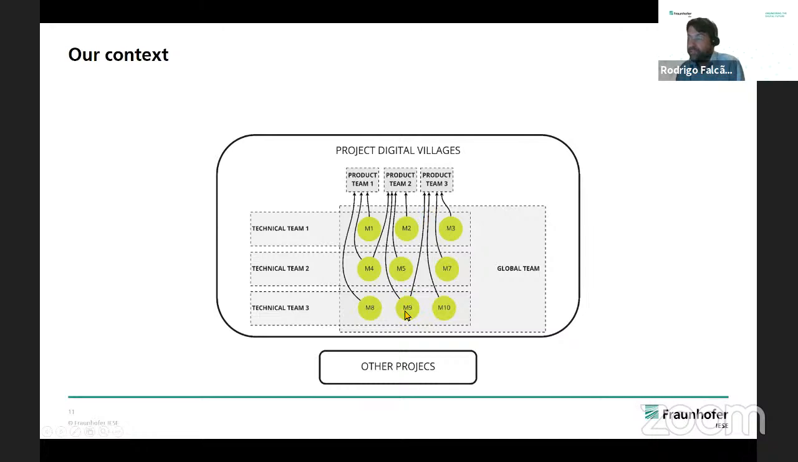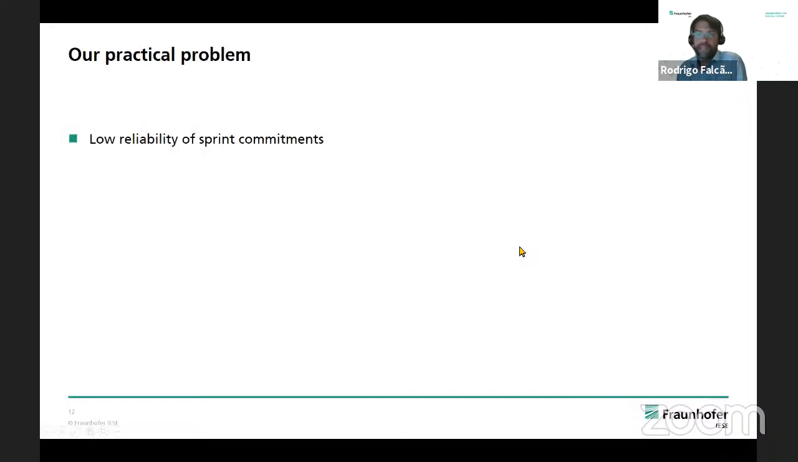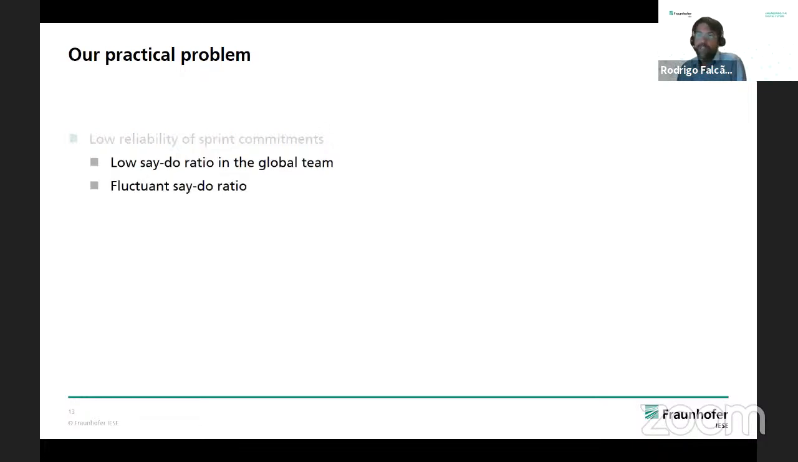So we have people being shared within the sprint, and not only inside the Digital Village project. Some people also work for different projects in our institute. These are constraints: people are shared across products and projects within the same sprint. And what is the practical problem that arises? We had a quite low reliability of sprint commitment, which was measured using the say-do ratio.